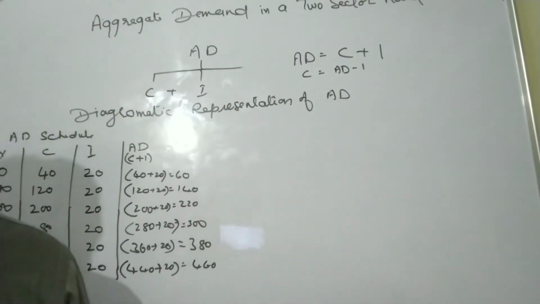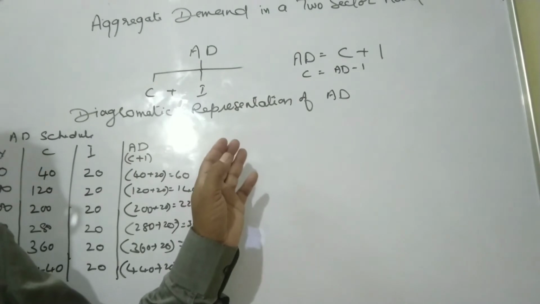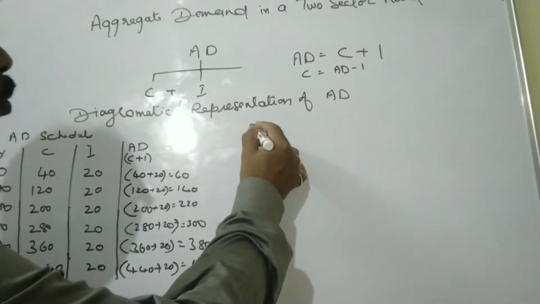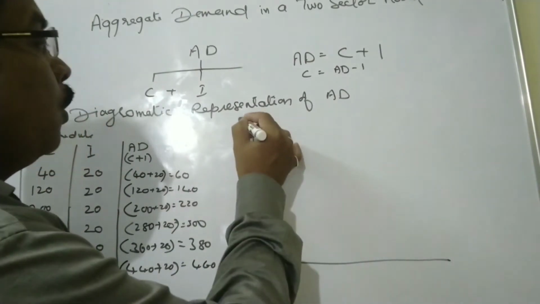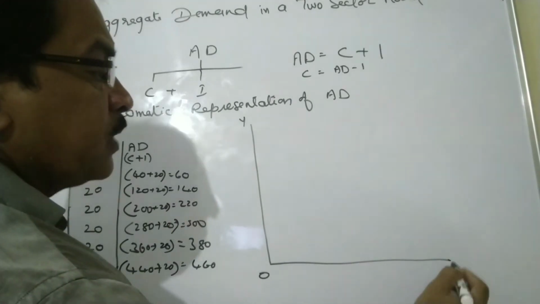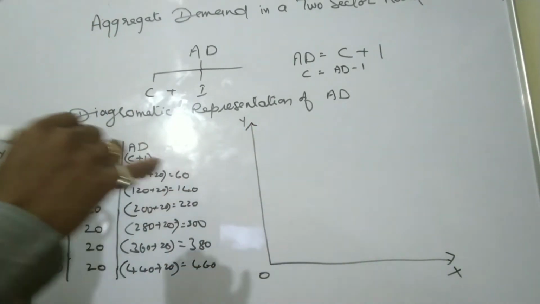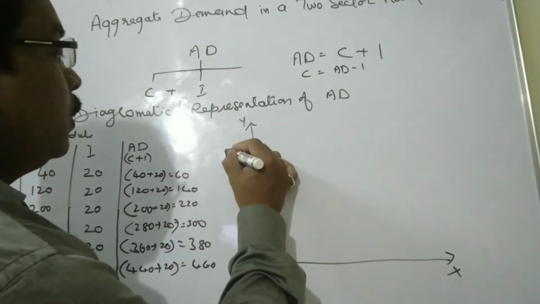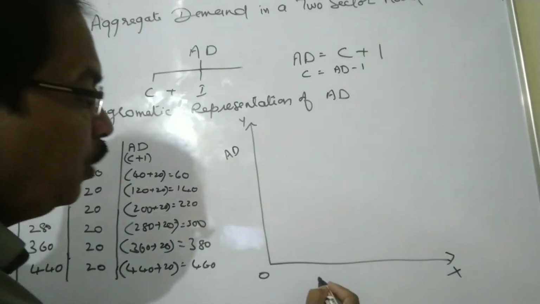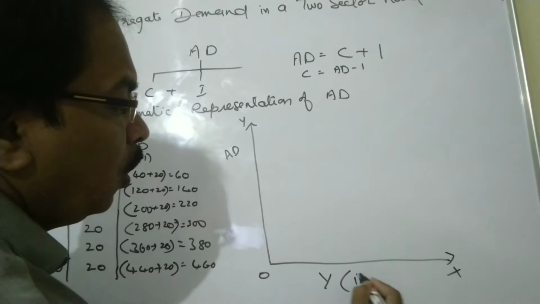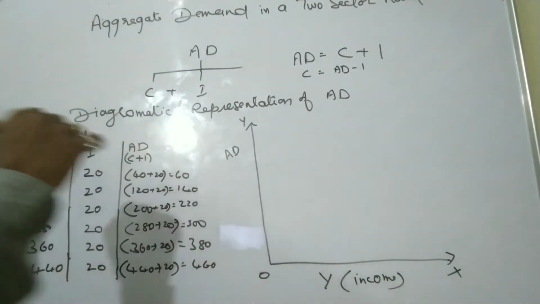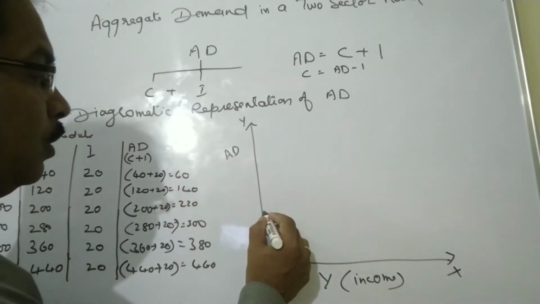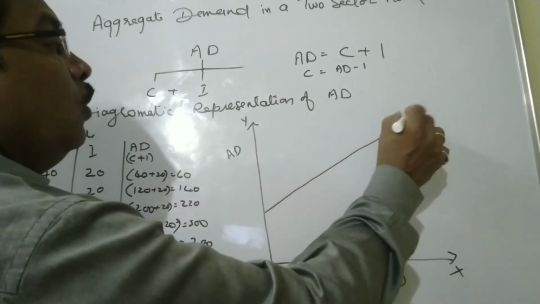Now let me explain diagrammatically what the aggregate demand will be in a two sector model. Let us take the quadrant Y, O, X. We always take Y, O, X because both the X axis and Y axis are positive. Then we will take aggregate demand on the OY axis and income, that is Y, on the OX axis. Now our aggregate demand, that is C plus I, will start from here. This is making an intercept on the Y axis.